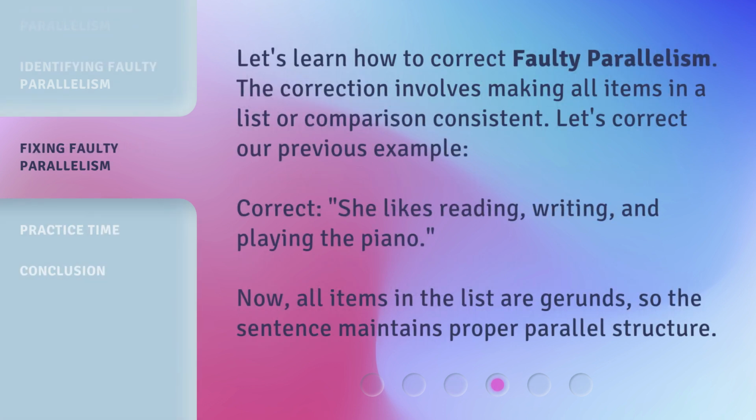Let's learn how to correct faulty parallelism. The correction involves making all items in a list or comparison consistent. Let's correct our previous example. Correct. She likes reading, writing, and playing the piano. Now, all items in the list are gerunds, so the sentence maintains proper parallel structure.